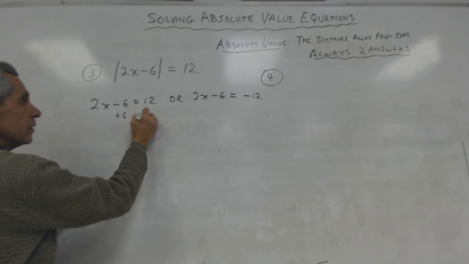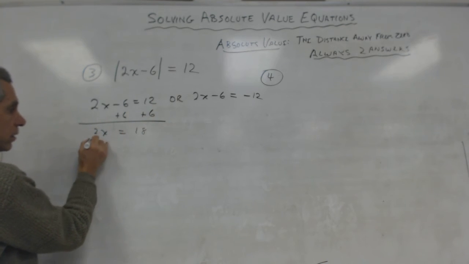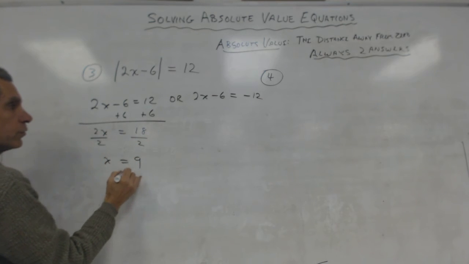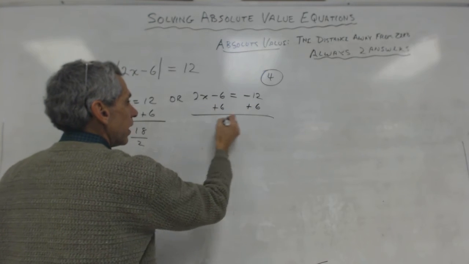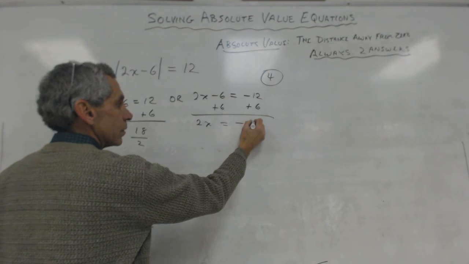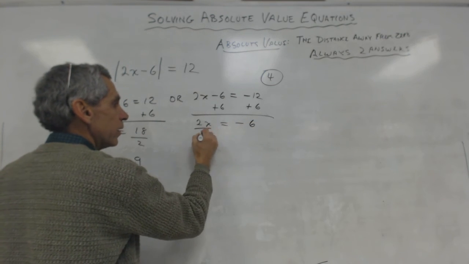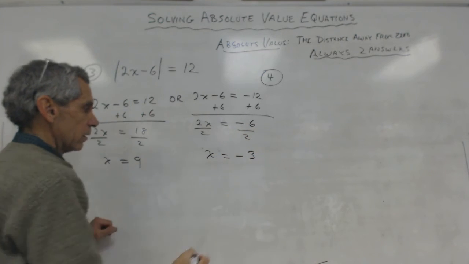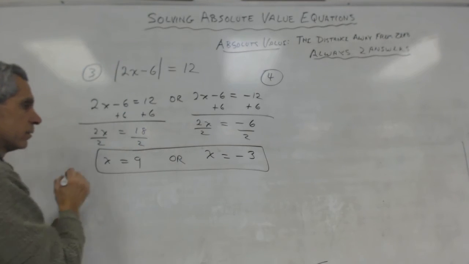I add 6, I have 2x is equal to 18, divide by 2, x is equal to 9. Beautiful. And then here, I add 6, I have 2x is equal to what? Negative 6, I think that's right? Yeah. Divide by 2, x is equal to negative 3. So I put the word or in between, and I put the answer in a box.